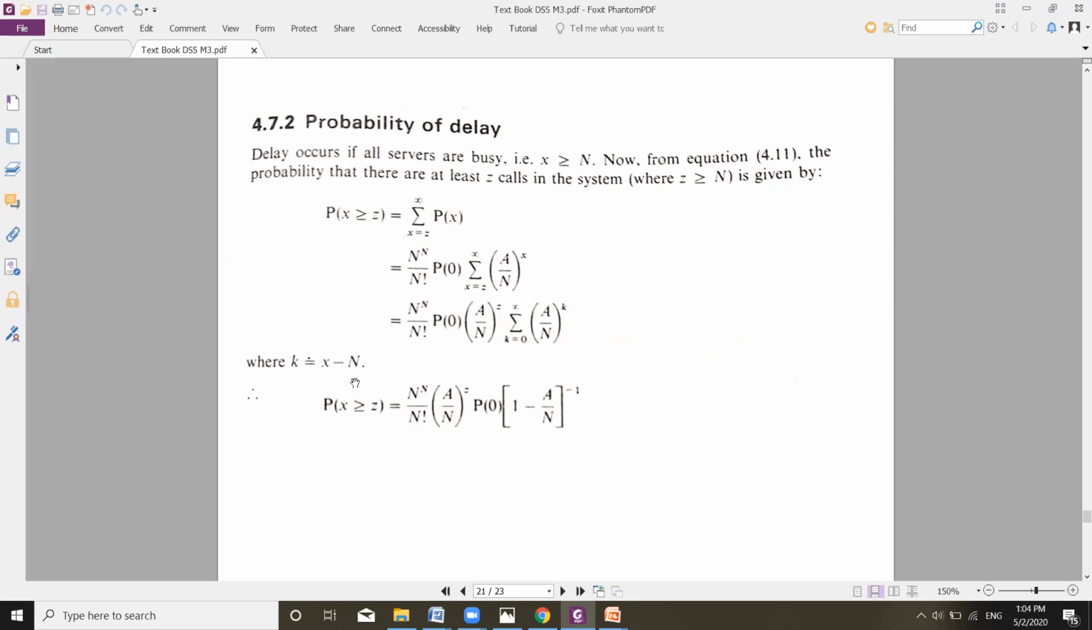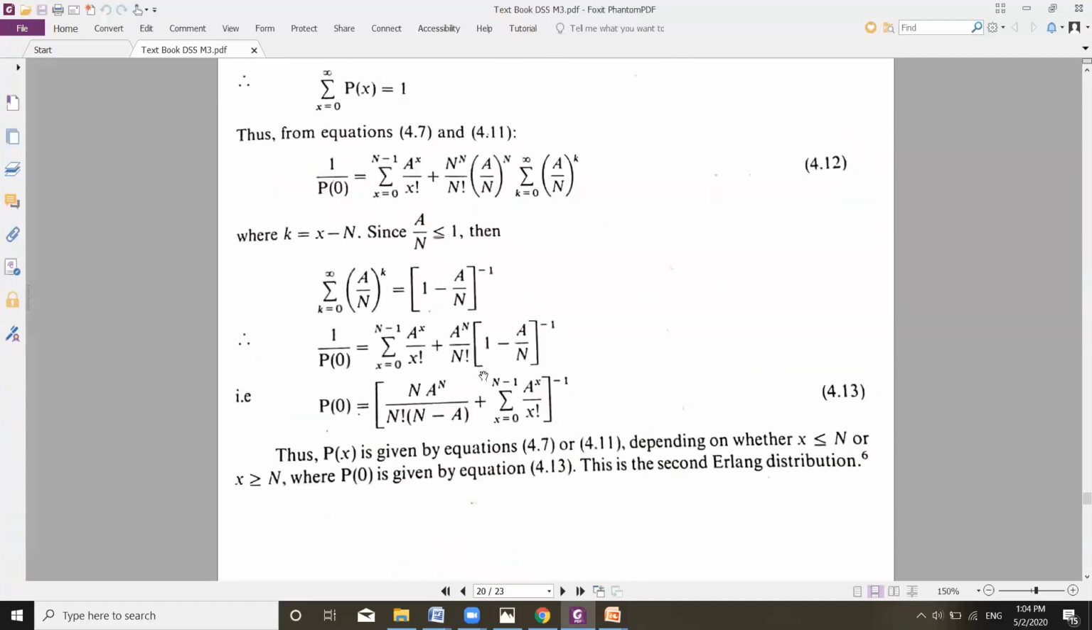is number of trunks. Now probability of x greater than or equal to z is given by n to the power of n divided by n factorial a by n to the power of z, p of 0 multiplied by 1 minus a by n to the power of n. That is, this summation from k equal to 0 to infinity a by n to the power of k, this term is replaced by this term. How is it coming from the previous derivation?